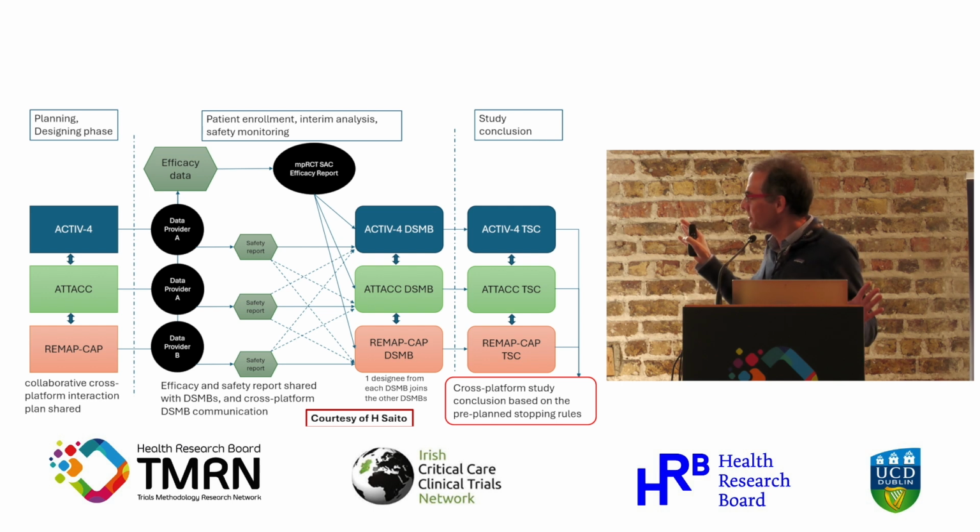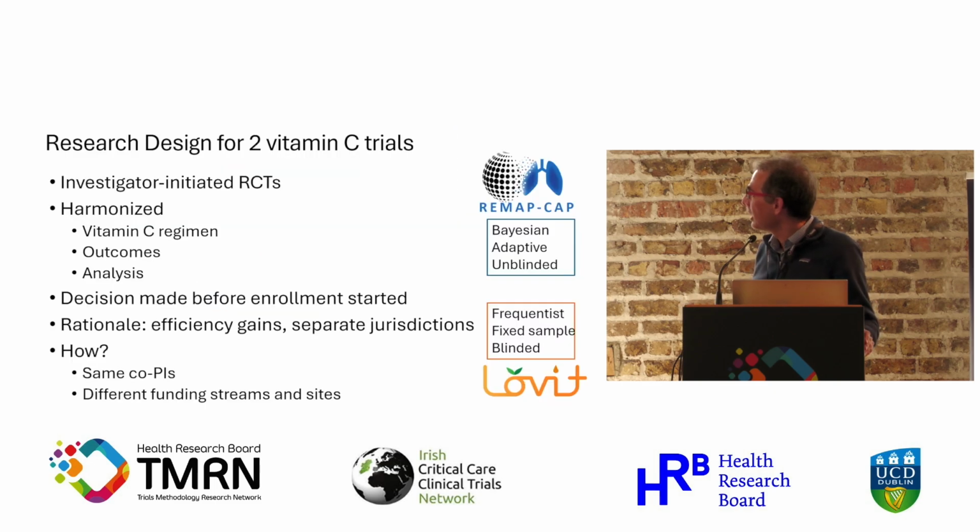Now, this particular diagram doesn't talk about the DSMB issues, but in theory, the efficacy reports and the safety reports from each of the 3 trials were going to each of the separate DSMBs, and eventually they all came to one conclusion based on pre-planned stopping rules that drove the collaboration. I was also involved in something that in retrospect one might call semi-federated. At the time we called it harmonized, just to ensure that the language would never be consistent.